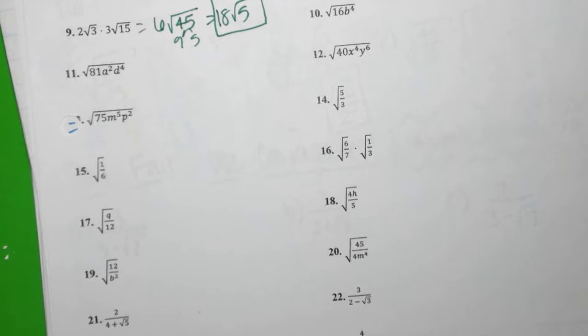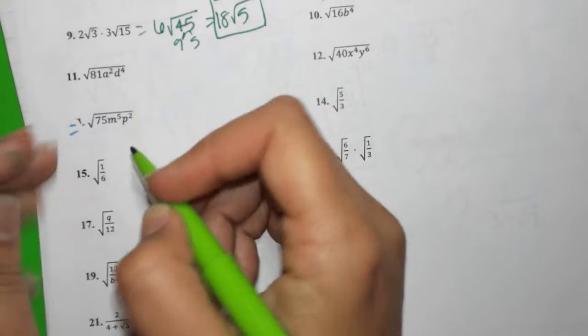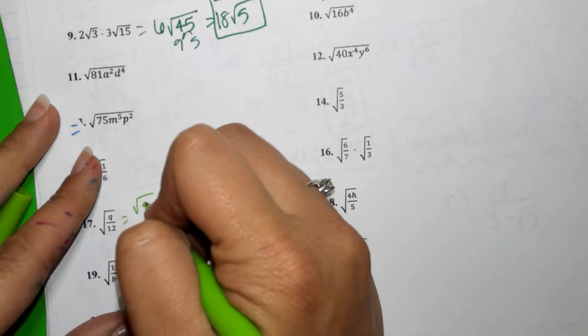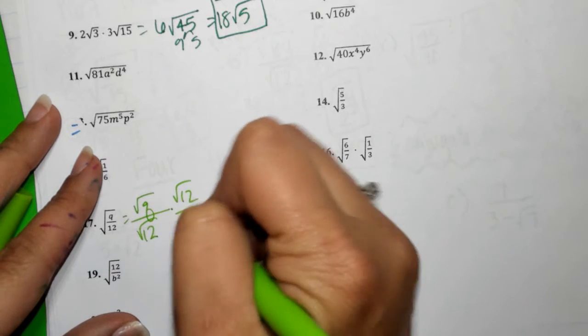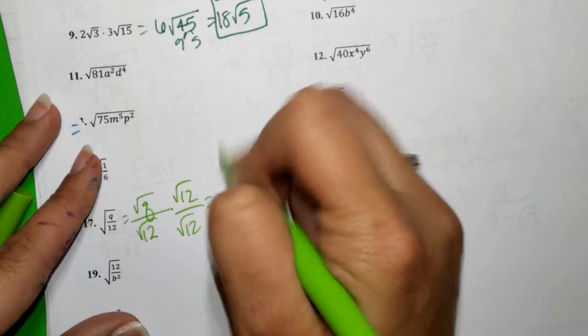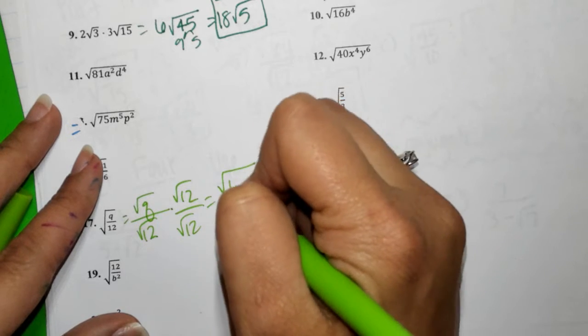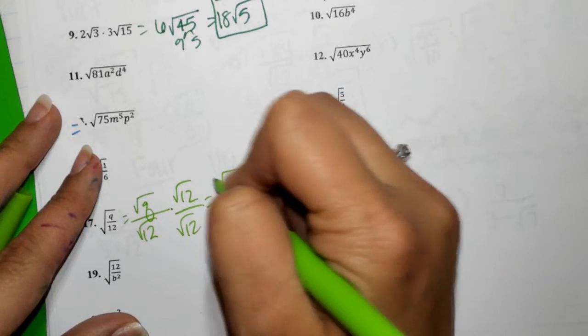Are there any that you want to go over before we leave each other? Maybe the one with 16. Number 17, yeah. 16, you would multiply them together. 17, you would just break them apart. So 17, I would break it apart into the square root of q divided by the square root of 12, and then multiply the top and bottom by the square root of 12, and get the square root of 12q divided by 12.